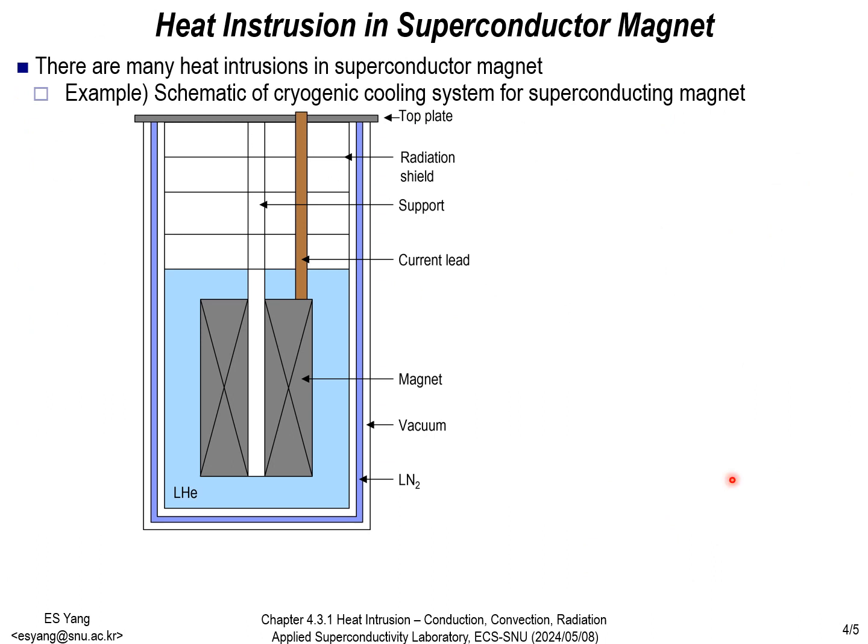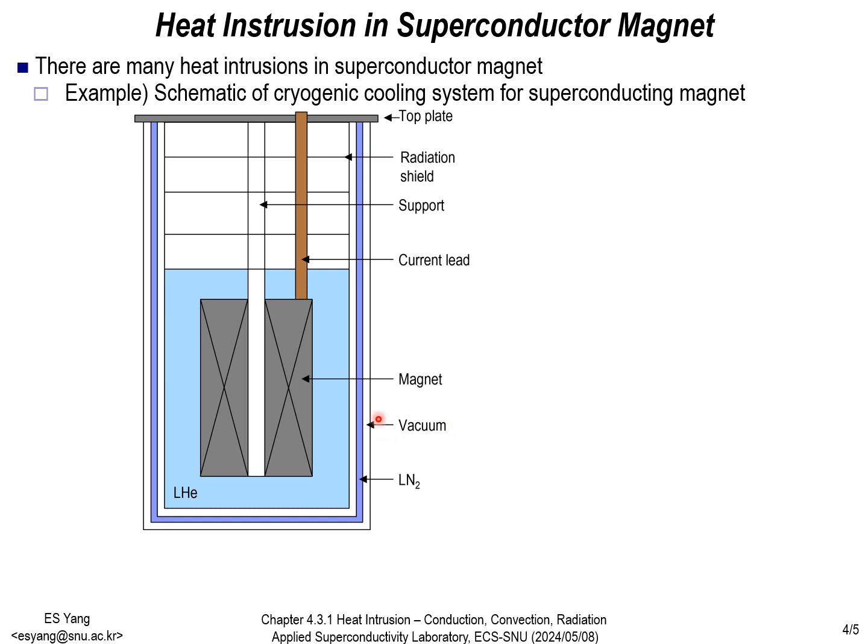Next, I will explain where conduction, convection, and radiation, or heat intrusion, occur in a superconducting magnet. The illustration below schematically represents the cooling system of a superconducting magnet. At the center, the superconducting magnet is fixed through a support, and a current lead connects the magnet to the outside. The superconducting magnet is immersed in liquid helium for cooling, and the exterior of the system is surrounded by liquid nitrogen within the outer wall. The space within the outer wall, except for the liquid nitrogen, is a vacuum.